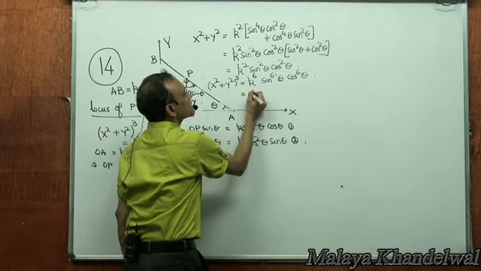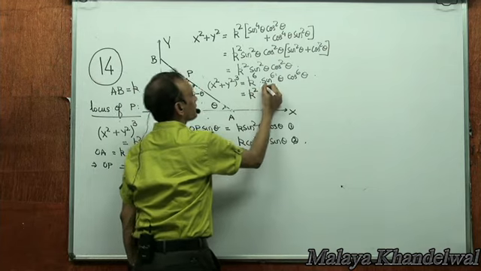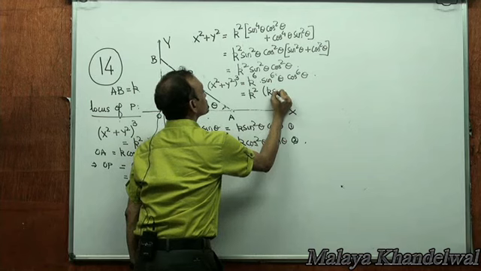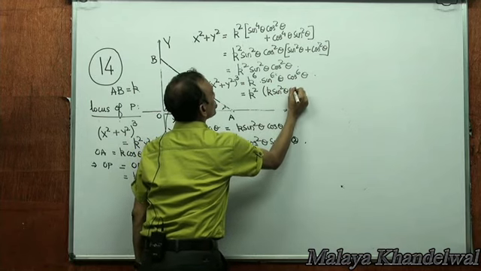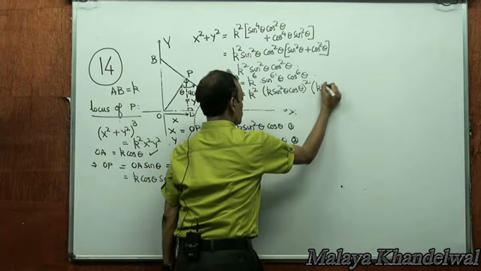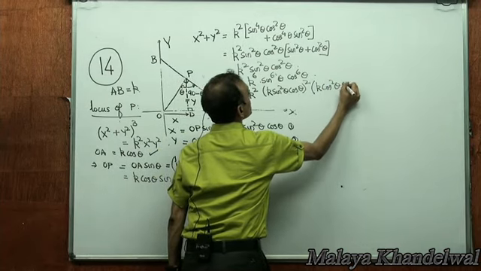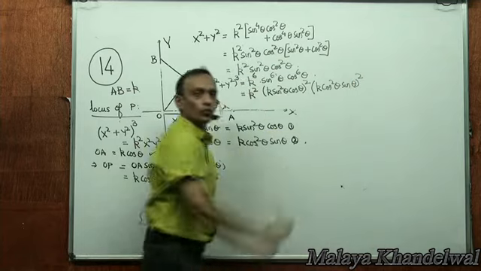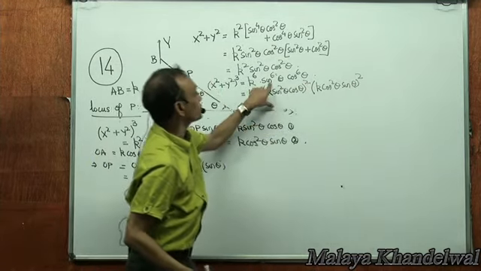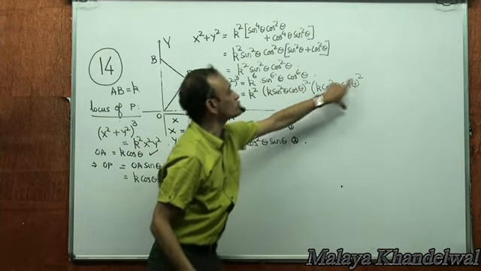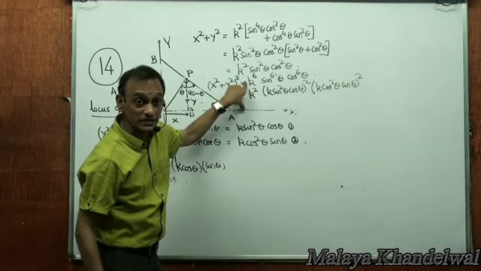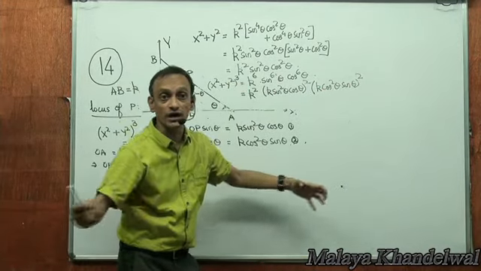This I could have written as k squared into (k sine square theta cos theta) whole squared into (k cos square theta sine theta) whole squared. This is what I could have done. Yes or no? See, sine to power 4 theta into sine square theta gives sine to power 6 theta, cos square theta into cos to power 4 theta gives cos to power 6 theta, and there is k square, k square, k square. That makes it k to power 6. So I could have broken this down as follows.